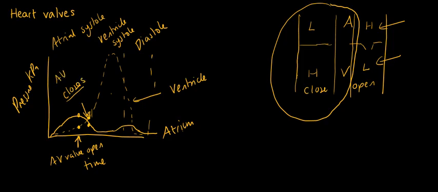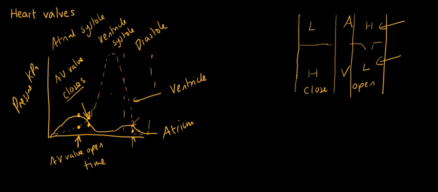So we're going to have the AV valve close. Then as we progress in time, the AV valve closes so that we can't have the backflow of blood. And then as the ventricle contracts and the AV valve stays closed, we're going to have a point where this line crosses back over. At this point in time, our ventricle pressure is now lower again than our atrium pressure.